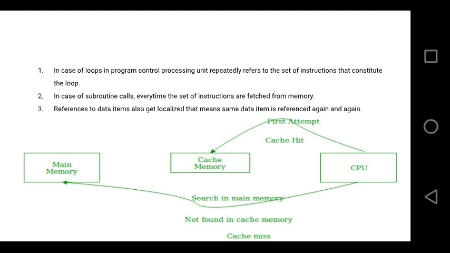So you know that if the required data or instruction is found, it will be fetched. This situation is known as the cache hit. But if the required data or instruction is not found in the cache memory, then this situation is known as cache miss. So how to deal with this cache miss? Now the main memory will be searched for the required data or instruction, and if it is found, we will go through one of two ways.